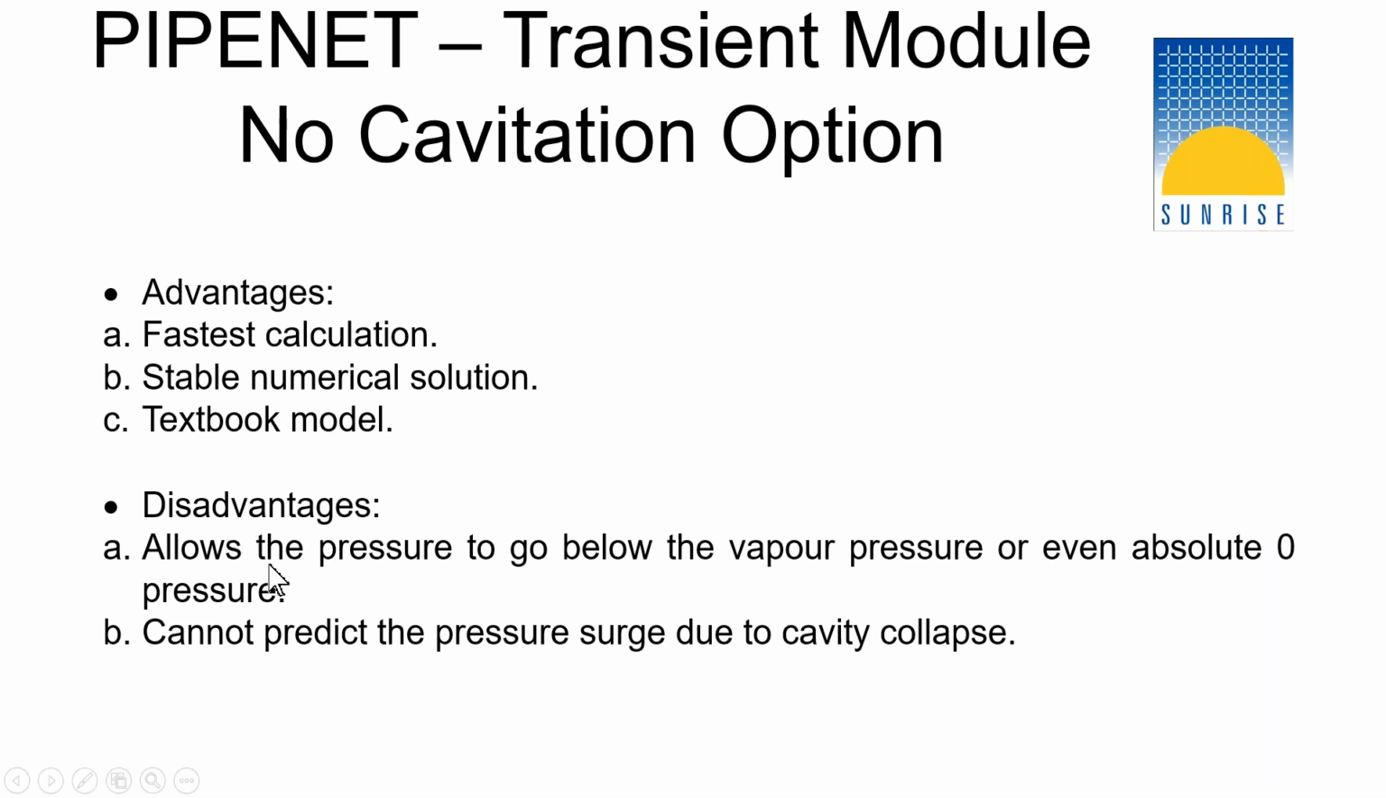The disadvantages, the main one, of course, is that it allows the pressure to go below the vapor pressure, or sometimes even absolute zero pressure, which is totally unrealistic in real engineering terms. But as I said, you can use the no cavitation option under certain circumstances to alleviate cavity forming. And it cannot predict pressure surge due to cavity collapse. It's obvious, because if you do not allow a cavity to form, you cannot model cavity collapse. And that is often a source of pressure surge. Hence, if you have a cavity and you're interested in predicting and quantifying the pressure surge when the cavity collapses, then it is not of much use.